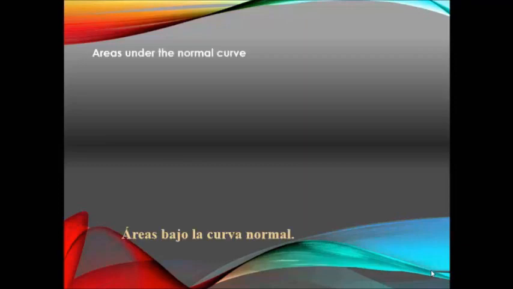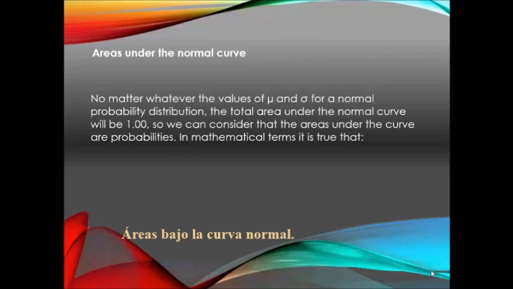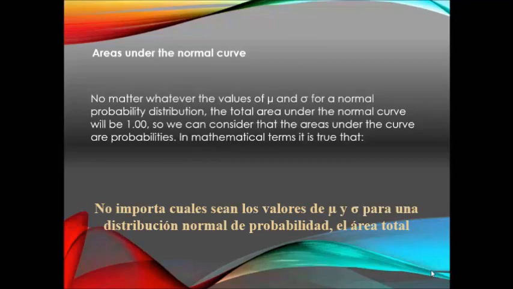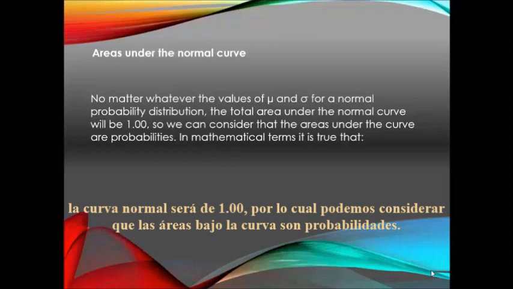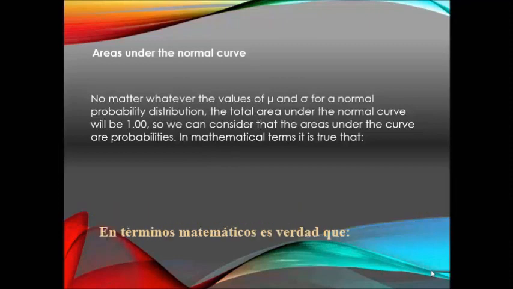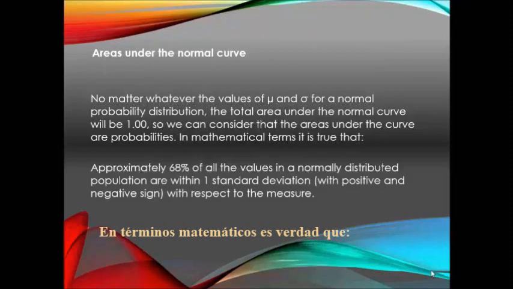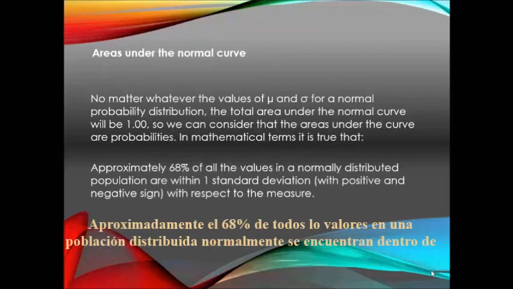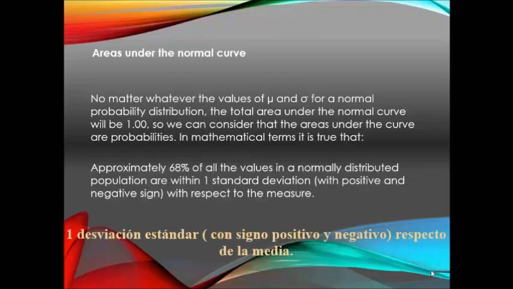Areas under the normal curve. No matter what the values of mu and sigma are for a normal probability distribution, the total area under the normal curve will be 1.0. And we can consider that the areas under the curve are probabilities. In mathematical terms, it is true that approximately 68 percent of all the values in a normally distributed population are within one standard deviation, positive and negative, with respect to the mean.